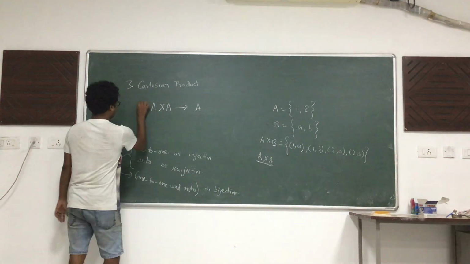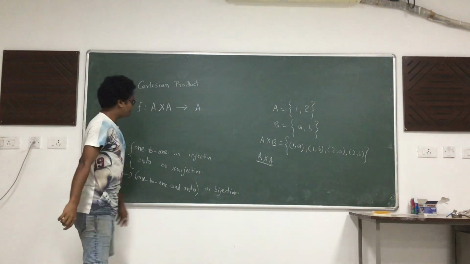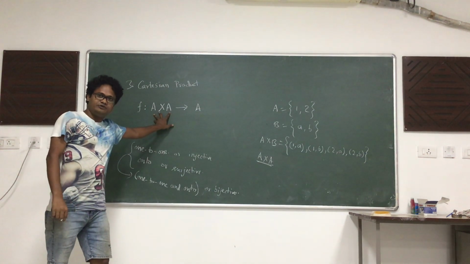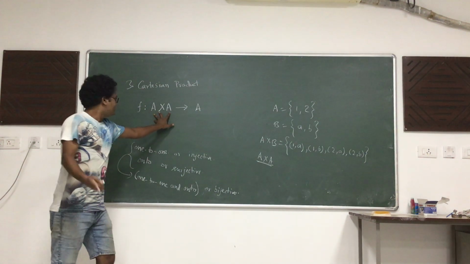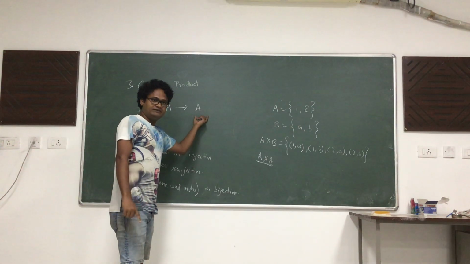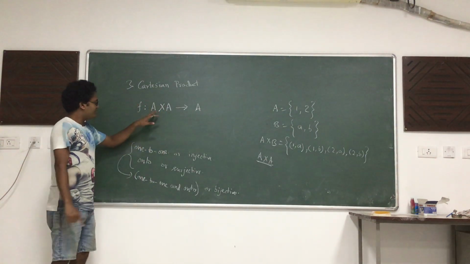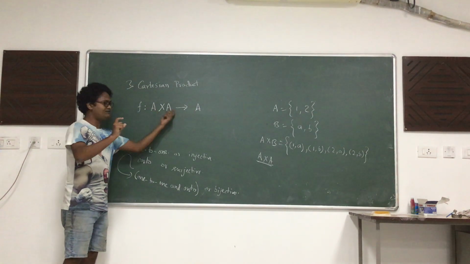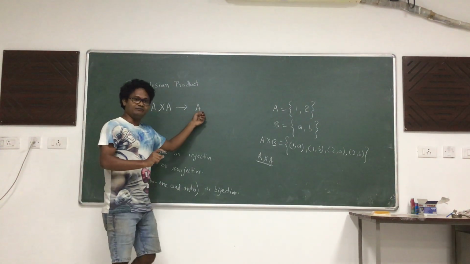Let us say we have a mapping. What does it tell me? It tells me you give me two numbers from the set, and I'll give you another number. You give me two numbers from a single set. Okay? Same set. I'll give you another number.